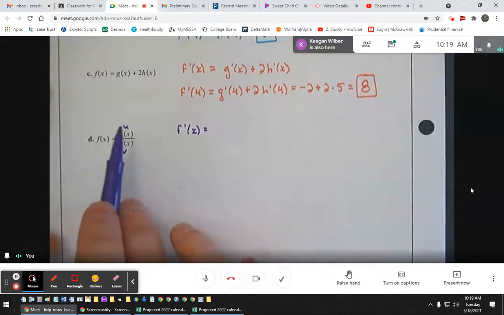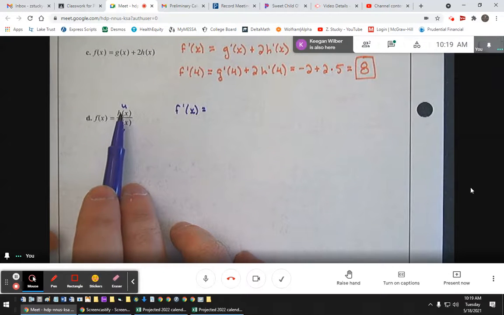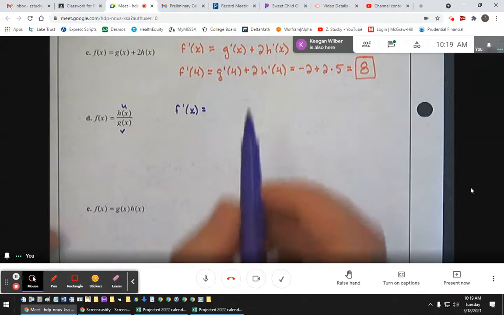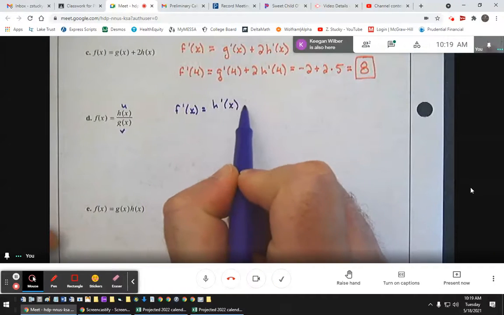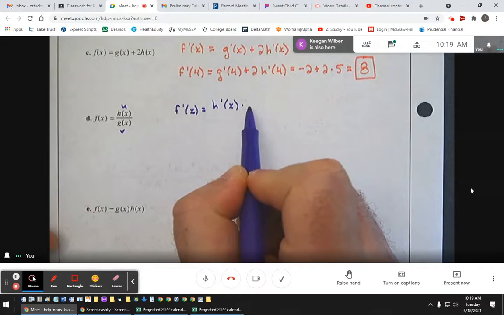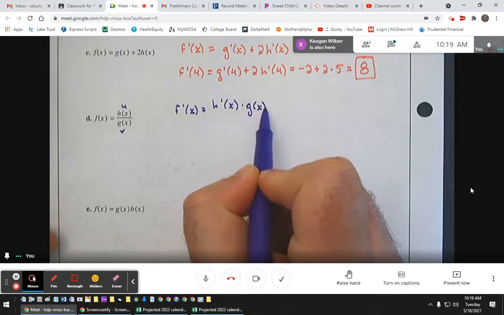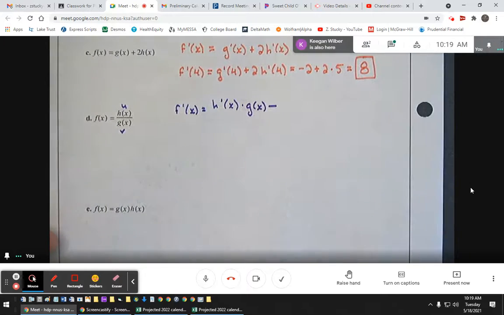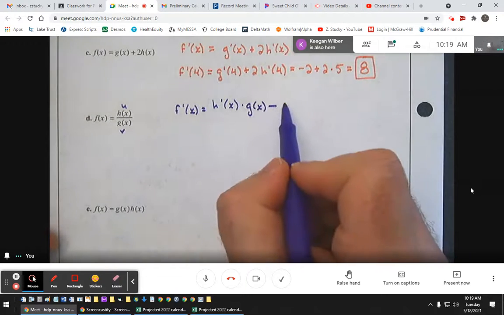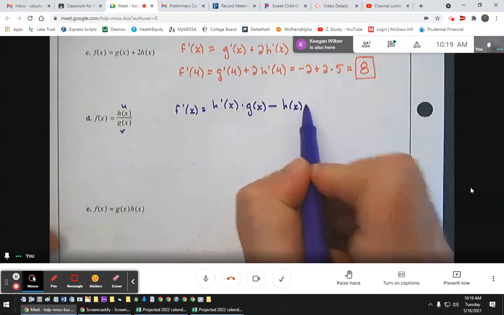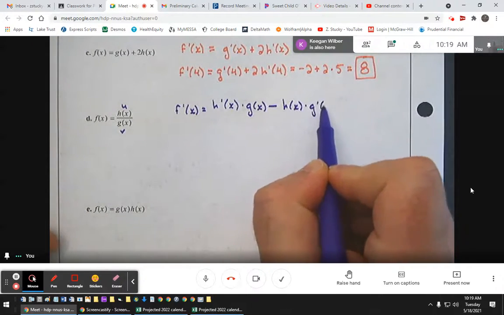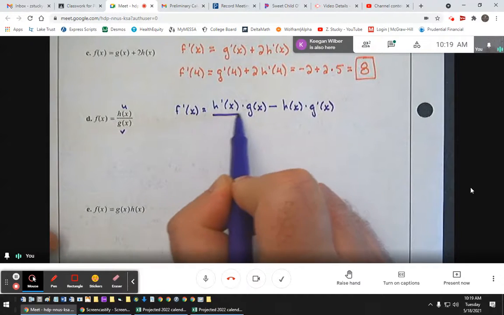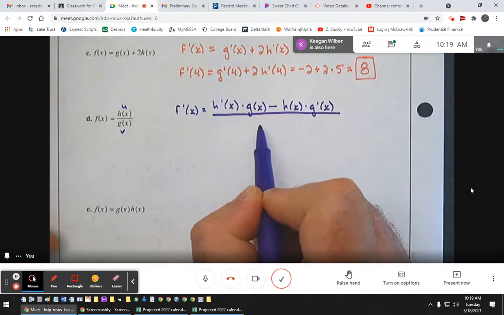The quotient rule is U prime. Well, if H is U, what's U prime? H prime. U prime V, V is G, minus U, which is H, times V prime, which is G prime, all over V squared, which would be G squared.